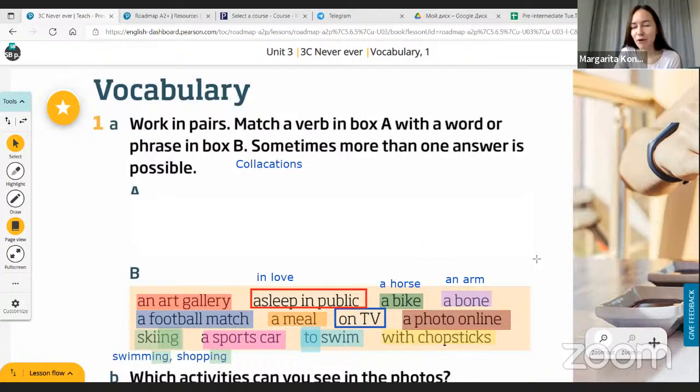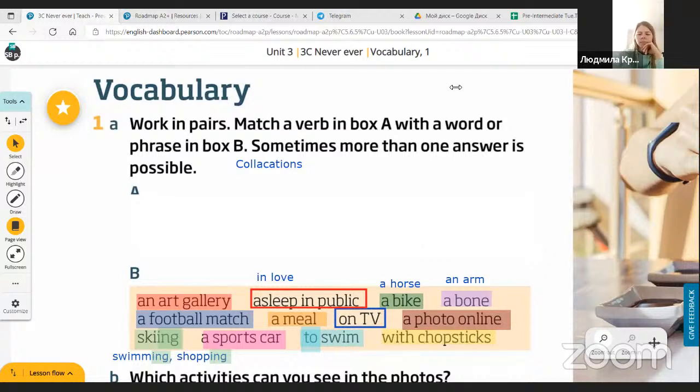Alena Saveleva. A photo online. Share a photo online. Very good. Alena Savina. A sports car. Drive. Yeah, okay. Now, could you please work with your partner and practice, yes? Ask your partner about these things. Okay. Work together.